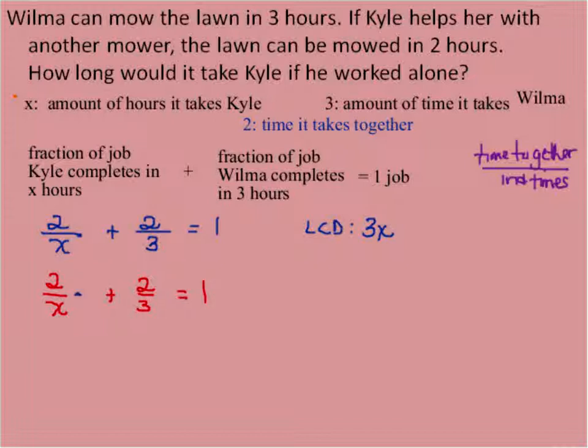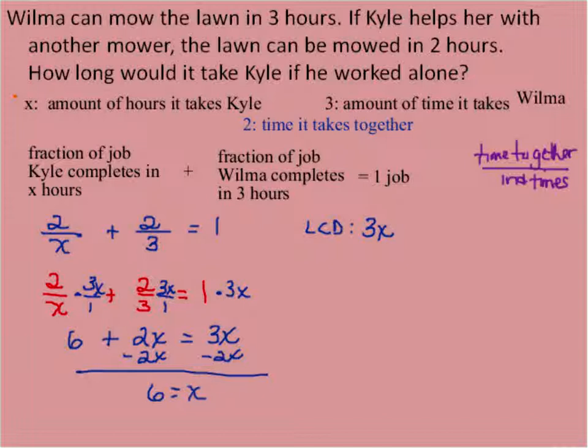So we're multiplying by 3x over 1 times 3x over 1 times 3x. And the x's cancel in the first one, leaving us with 6, plus the 3's cancel, 2x equal to 1 times 3x is 3x. Subtract 2x from each side, and we get x equals 6. So it takes Kyle 6 hours.